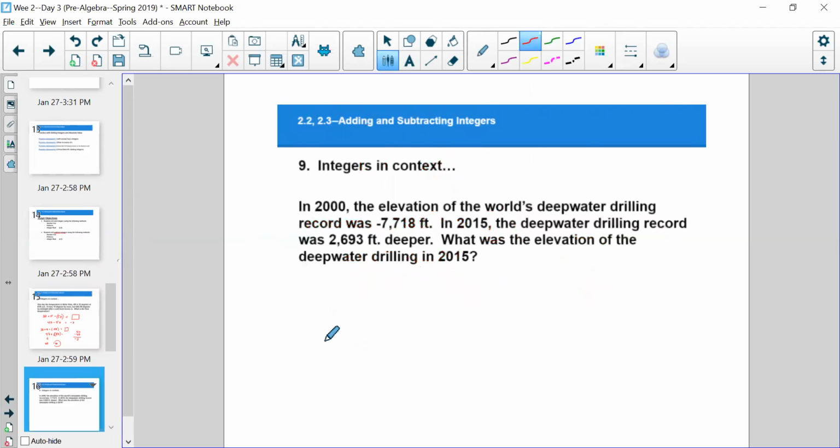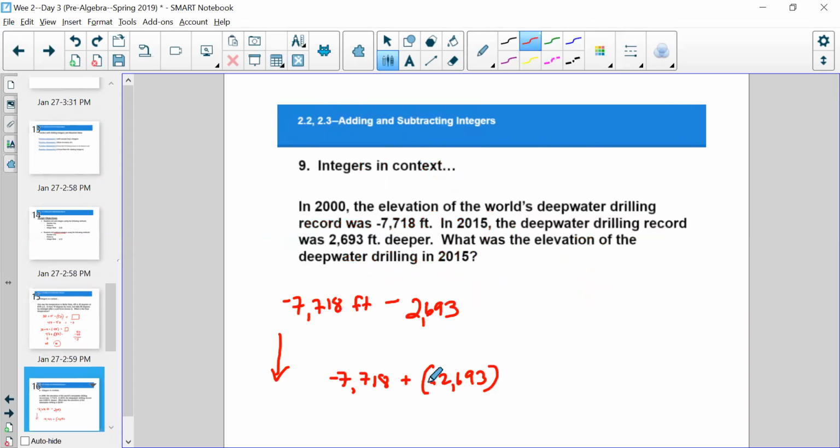Another one of context is elevation. So the record, when we're talking about drilling underwater, so we are at negative 7,718 feet, and that was a record in 2000. So in 2015, we're just going deeper, that's all. So that just means that we're subtracting more feet as we're going deeper, or we can think of it as, well, we dug 7,718 feet, and we're going to add a negative 2,693 feet more into the negative. So, this picture of, well, you're drilling to your depth, but then you're going to drill some more, okay?